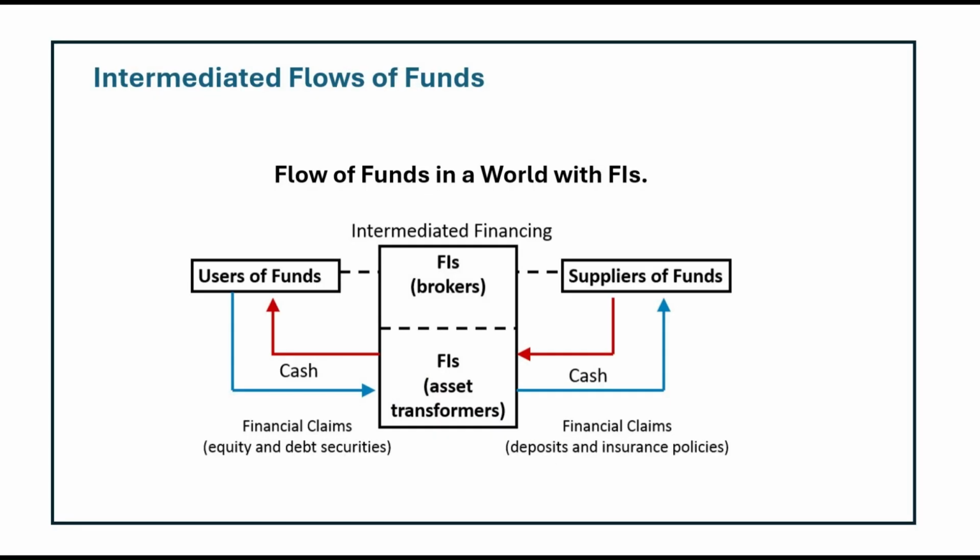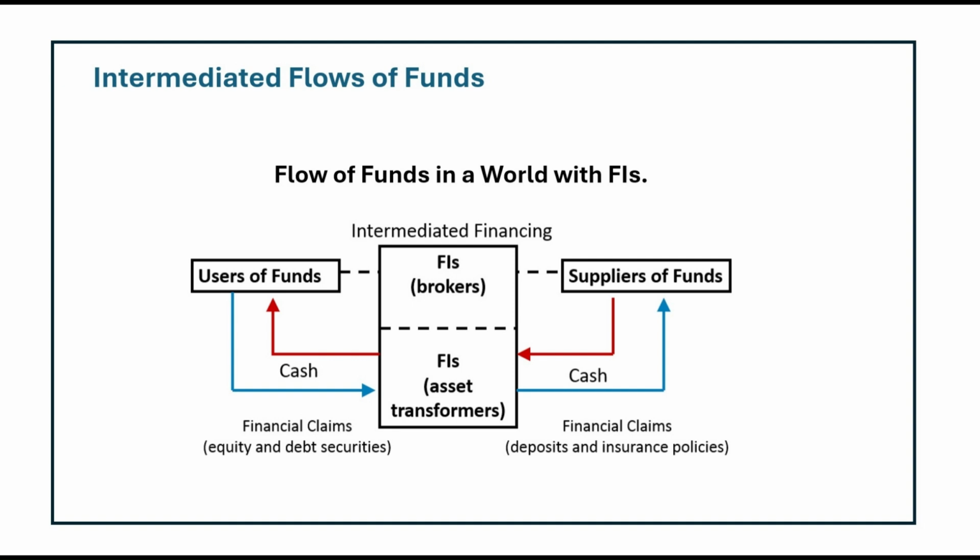Now let's look at intermediated flows of funds. This is how money typically moves in today's financial system. On one side, we have the suppliers of funds. These are households, investors, or firms that have extra savings. Instead of giving money directly to borrowers, they place it with financial intermediaries like banks, insurance companies, and investment brokers.